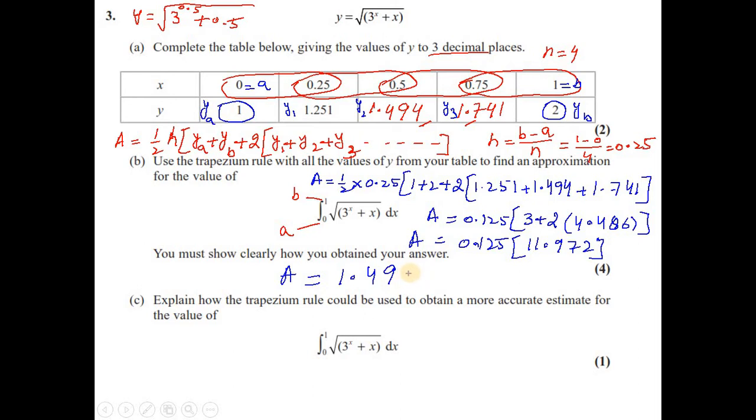1.496. The question says: to how many decimal places, use the trapezium rule to approximate the value of A. You must clearly show how you obtain the answer. So okay, fine. So 1.4965. This is your answer.